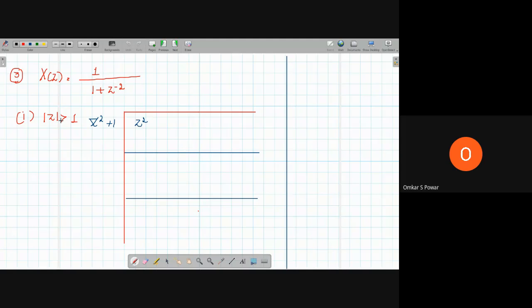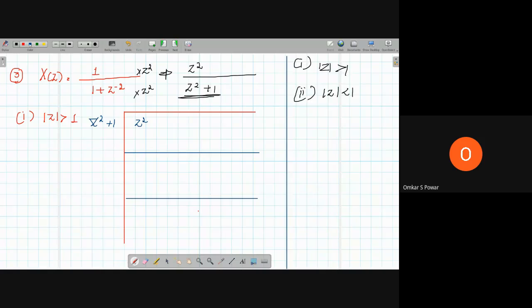Okay, so let's go to another problem here. So X of z is equal to 1 divided by 1 plus z to the power of minus 2. So here what you have to do is multiply the numerator by z square and denominator by z square. So what you will get? So I'll write here for you, multiply the numerator and denominator by z square. So it will be z square divided by z square plus 1. Okay. So the first condition is you have to find the inverse z transform for mod z greater than 1. Second condition is you have to find inverse z transform for mod z less than 1.